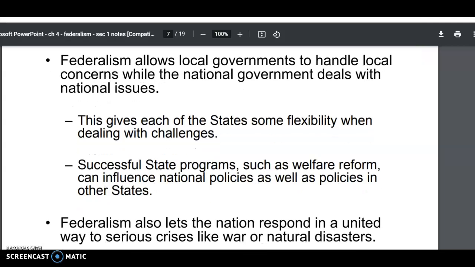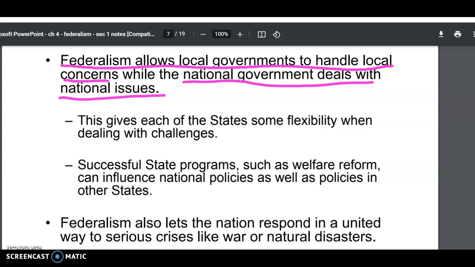So no new heading. We're still talking about federalism. Federalism is what allows local governments to handle local concerns while the national government deals with national concerns. This gives each of the states some flexibility when dealing with challenges. There are some successful state programs like welfare reform that can influence a national policy.